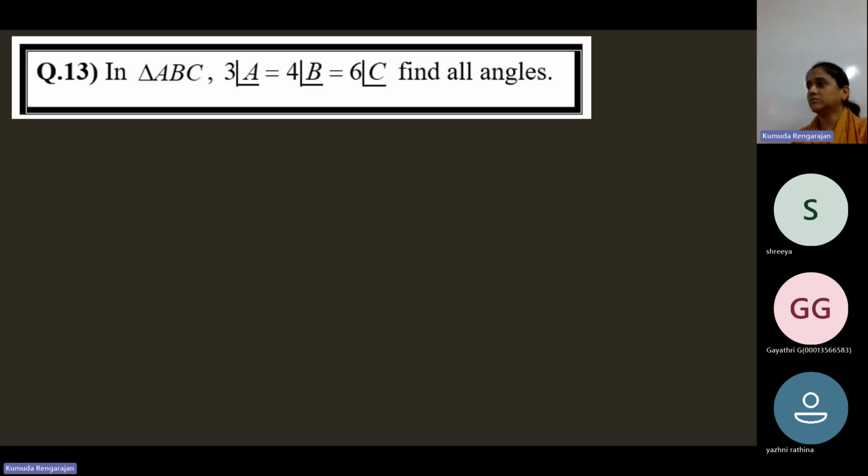This is the next question. Because we have not still discussed the properties of parallel lines and transversal, I just jumped those questions.